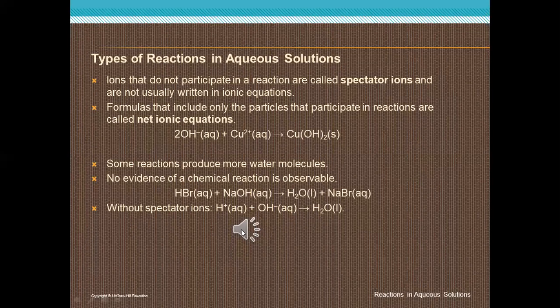Okay, listen please. Types of reactions in aqueous solutions. Ions that do not participate in a reaction are called spectator ions and are not usually written in ionic equations. Formulas that include only the particles that participate in reactions are called net ionic equations. Some reactions produce more water molecules. No evidence of a chemical reaction is observable. HBr aqueous plus NaOH aqueous gives H2O liquid plus NaBr aqueous. Without spectator ions, H plus aqueous plus OH minus aqueous gives H2O liquid.